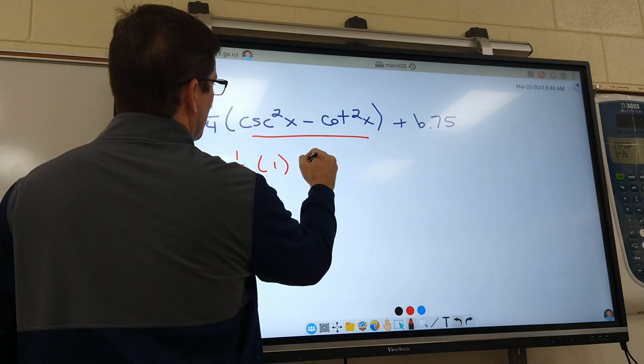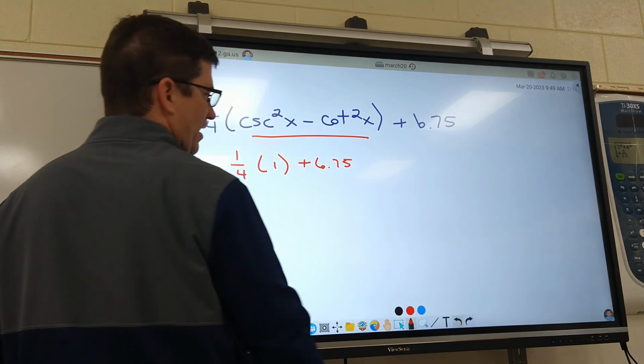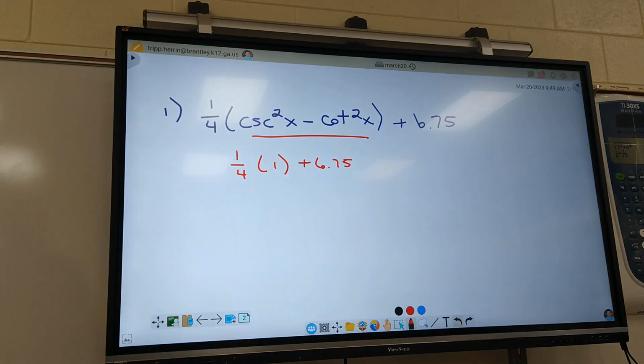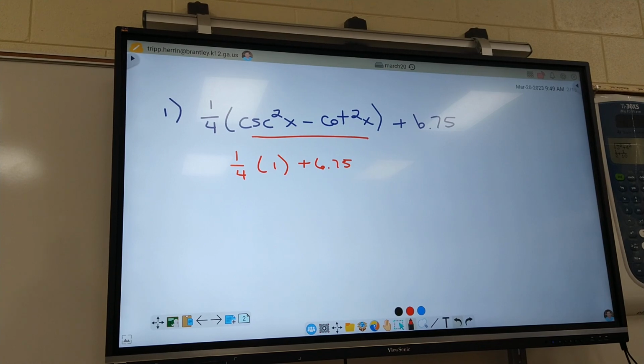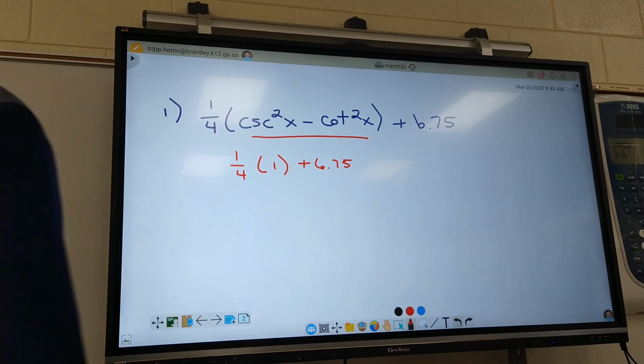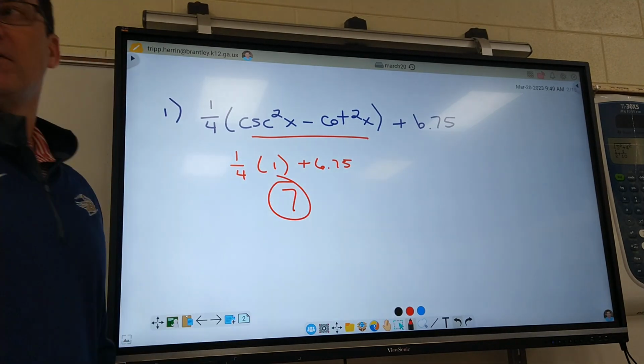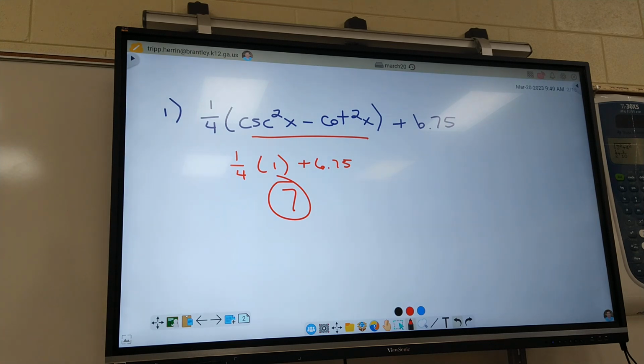1/4 times 1 plus 6.75. Those are just numbers now, so put them in your calculator. Answer 7. So, where's the formula at? Show her, Caleb. Did you find that formula? Cosecant squared minus cotangent squared. It's right.